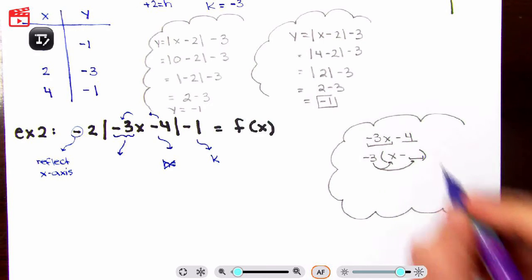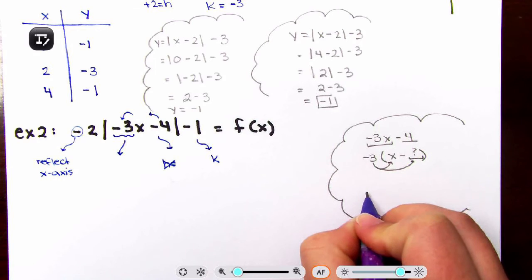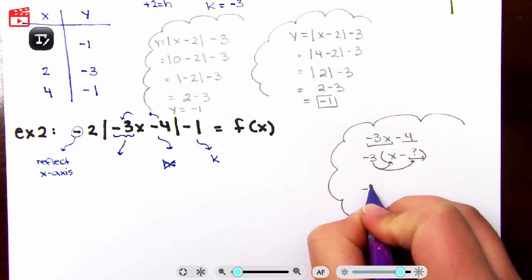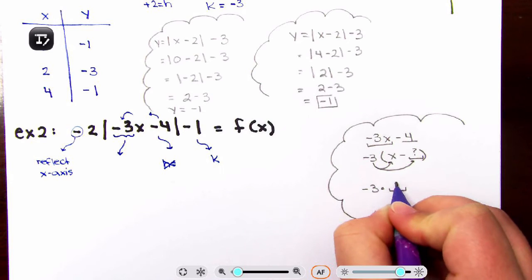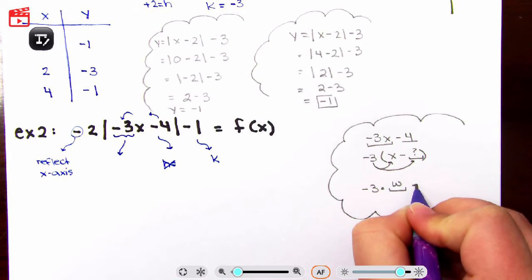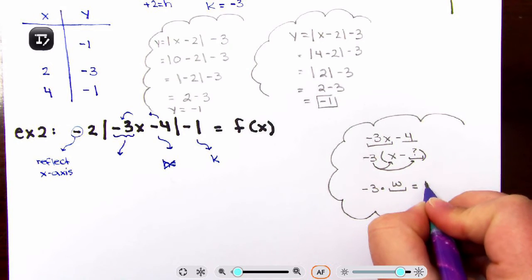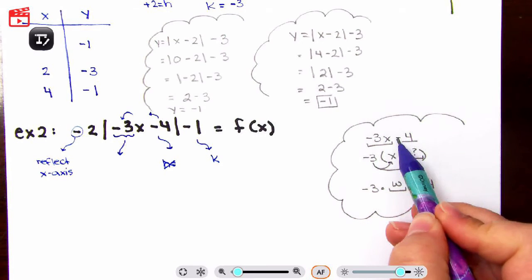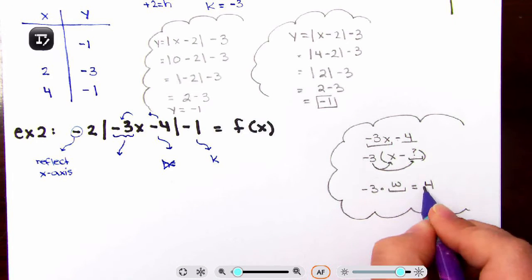So how do we figure out what goes in here? Well, you're going to set up a mini equation. And that mini equation goes like this. Negative 3 times what, let's call it w for what, is equal to our 4. Now you can choose to do negative 4, just be careful doing that. So negative 3 times what is equal to 4.